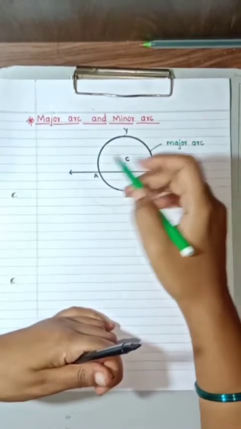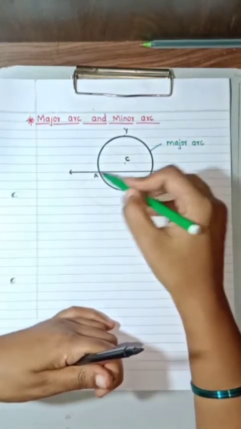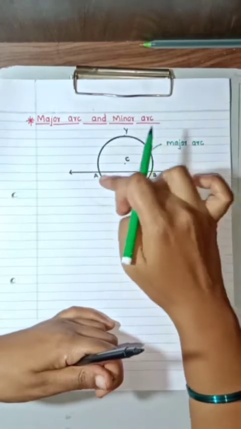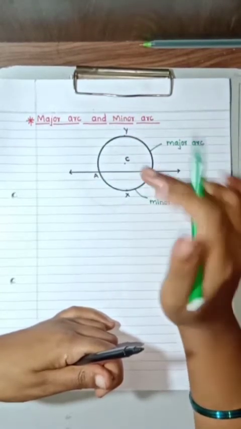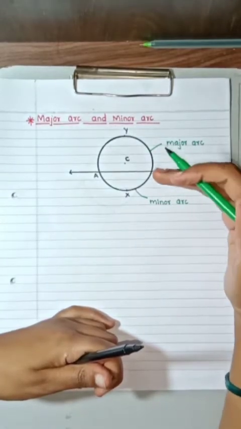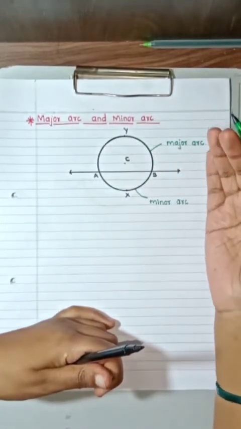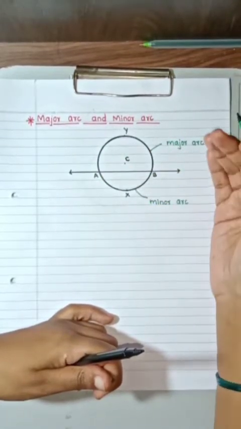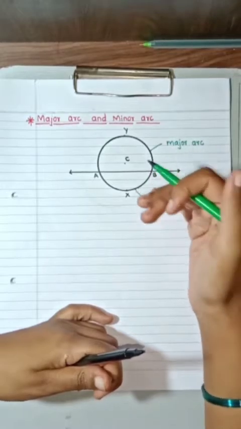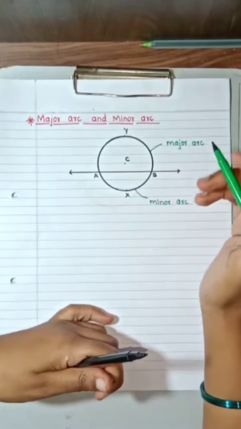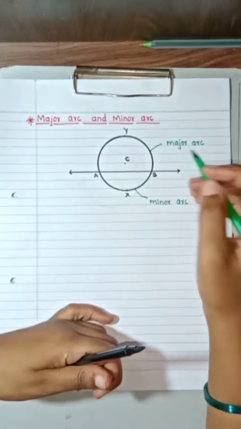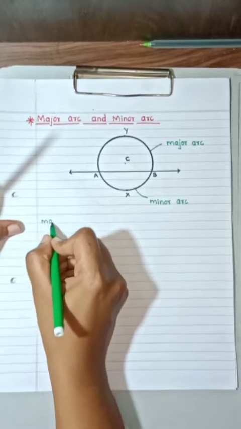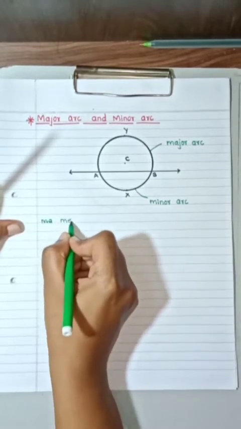Now children, the arc which contains the center, or the arc which lies above the secant and has the center in it, that is AYB, you can call the major arc. And the arc which lies on the other side of the center, that is AXB, is called the minor arc. You can define the arc which contains the center as the major arc, and the arc which lies on the other side of the center is called the minor arc.